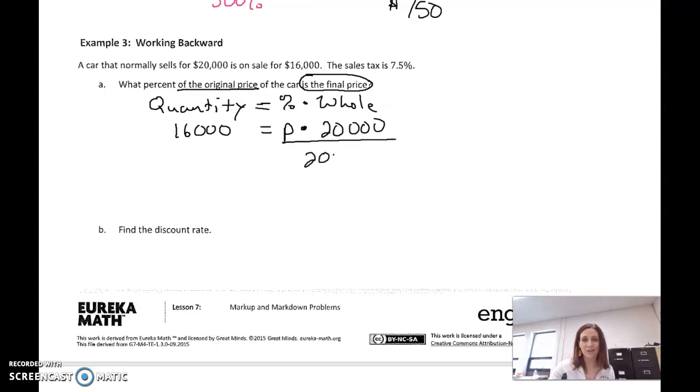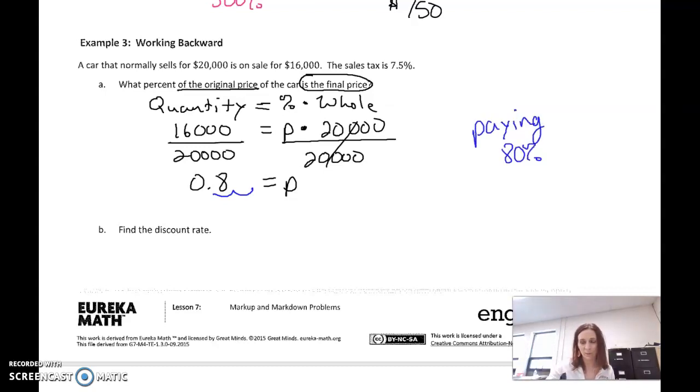P. What do we got to get rid of? 20,000. I'm going to undo my multiplication with division. Whatever I do to one side, I do to the other. Take this, and if you divide it into a calculator, you get 0.8. That's not a percent, though. We got to move it over 2 times, and we are going to be paying 80%. Okay? So again, it should make sense. What percent of the original? Well, we're paying 80% of what it originally costs.